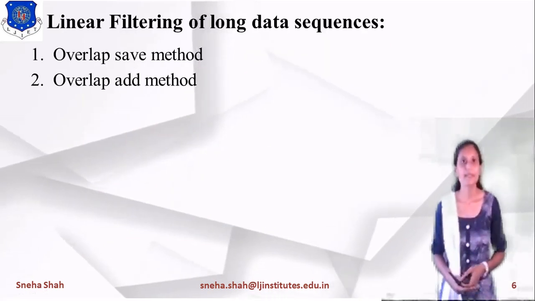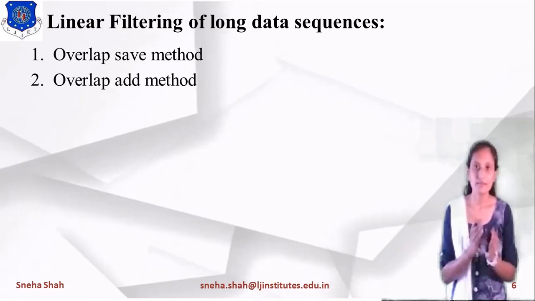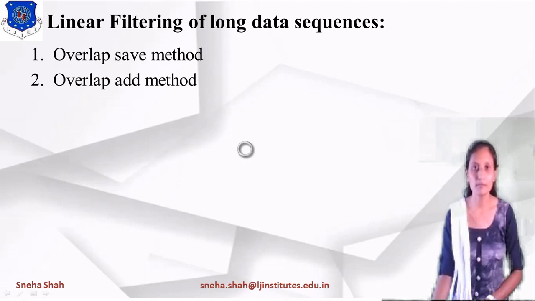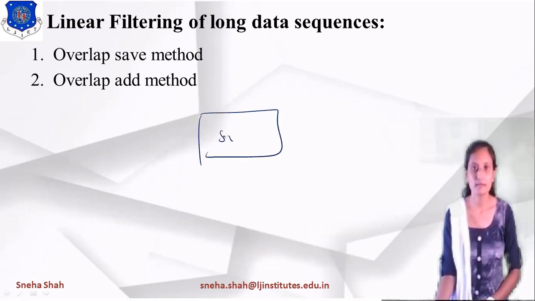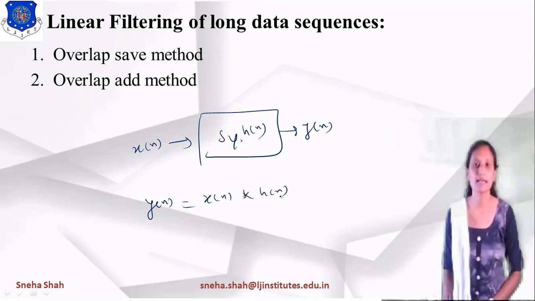Now the next topic is linear filtering of long data sequences. Suppose I am taking long data sequences, then what will be the problem in this? Suppose I am taking one system, in which I am applying input sequence x of n and the output is y of n, right? In this system the transfer function is h of n. So basically if you are finding the value of y of n, then what will be the value of y of n? Its value is x of n convolved with this h of n.